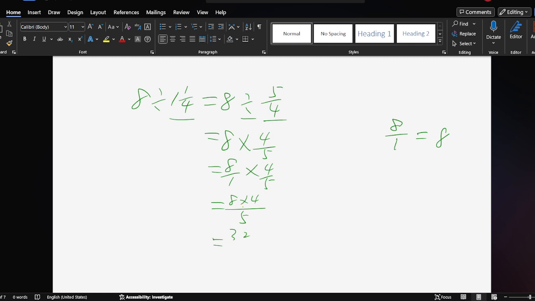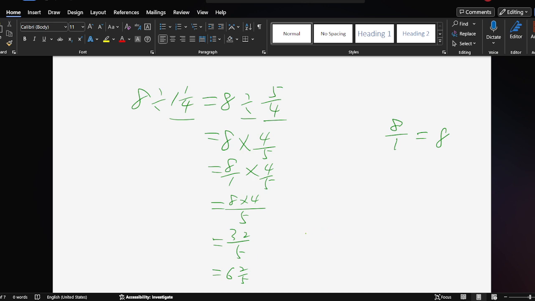So remember, the timetable is very important. If you don't remember the timetable, that's trouble for you. So 32 over 5. But this numerator is bigger than the denominator, so we should change this improper fraction to a proper fraction or mixed fraction. So it's equal to 6 2 over 5.